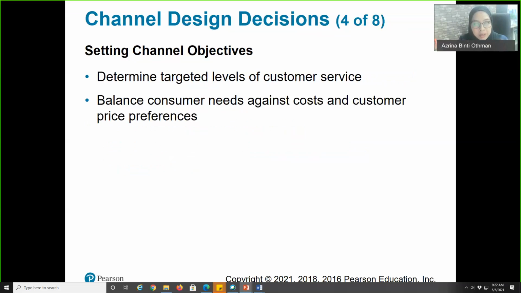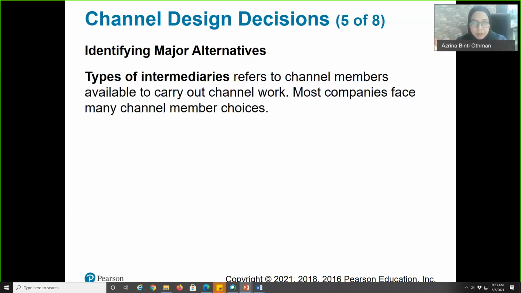How to set channel objective? You need to determine the targeted levels of customer service. Kena determine setiap level tu apa dia punya customer service, apa objective dia. And you must balance your customer needs with the cost and with the price preferences. Mesti balance. Kalau tak balance, that is not a good objective. That is not a good channel objective.